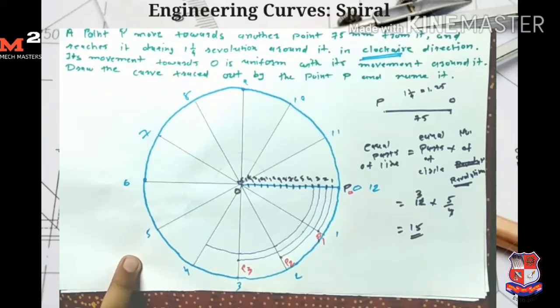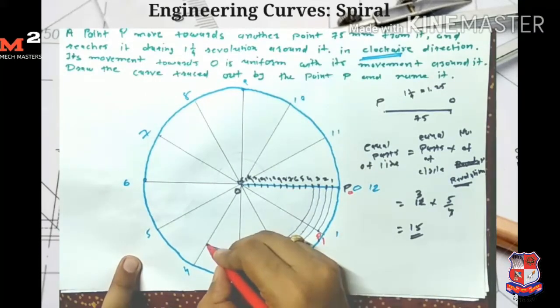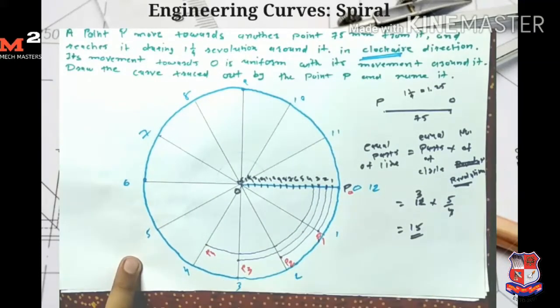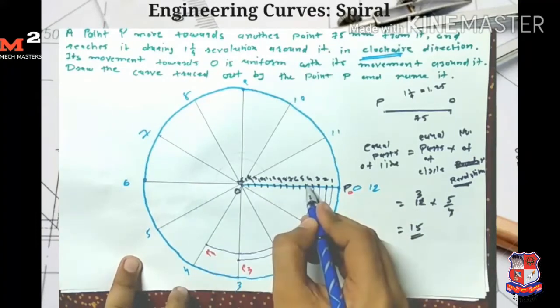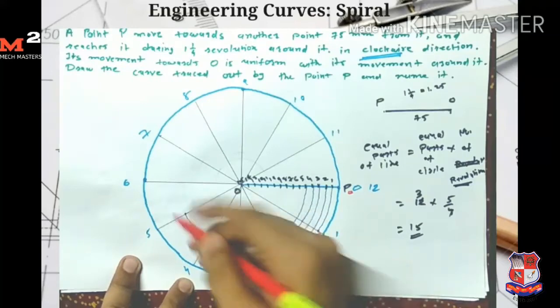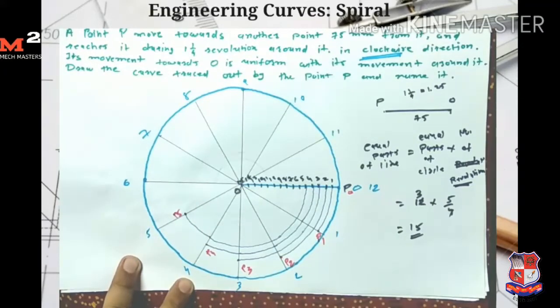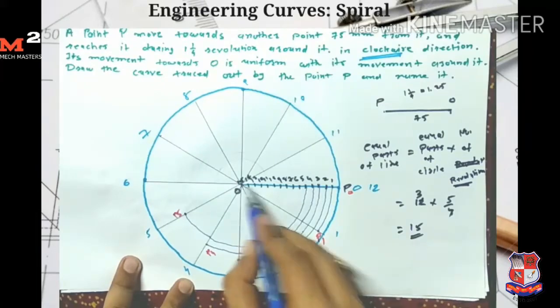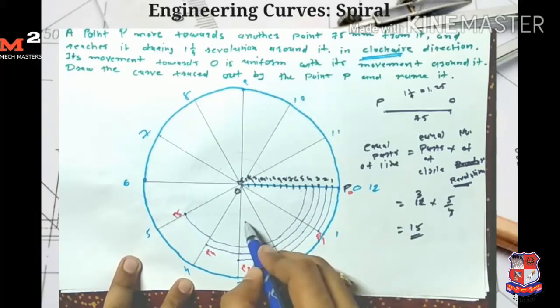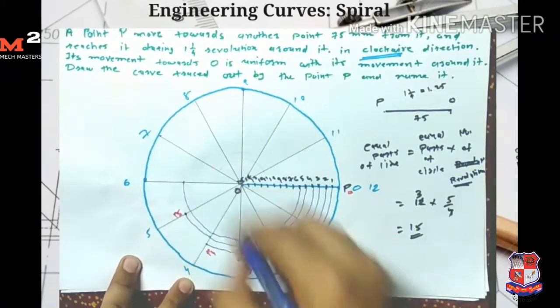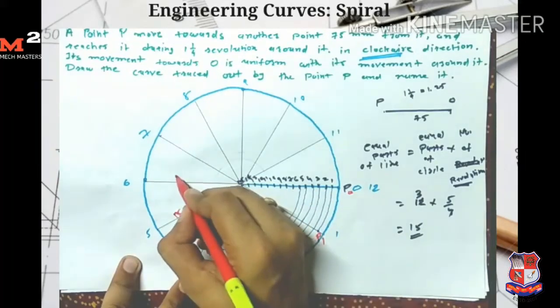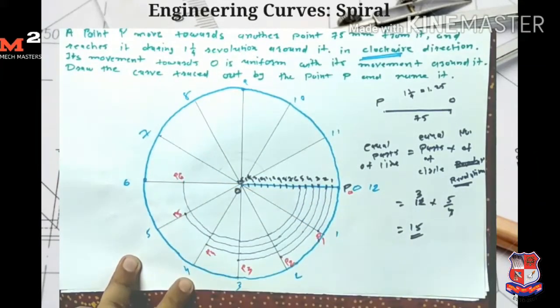Okay, so here I get my P4 point. Now I take O5 as a radius and draw the arc. Now I take O6 as a radius and draw the arc which intersects the line O6. So I get my point P6.